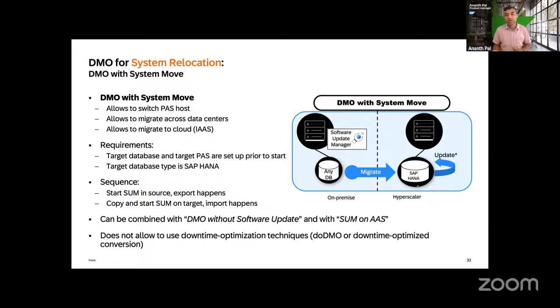Now, this also has two options wherein you can think about a serial option and a parallel option. In the serial option, you move from start till the downtime ready state where all the data is exported, and then copy the entire SUM folder to the target data center, and then you start your import, and that's how your business downtime would continue. Now, as you can imagine, you cannot include the downtime optimized option as part of the DMO with system move. Whereas in DMOVE to S4, you can include downtime optimized scenarios or options along with the transition.